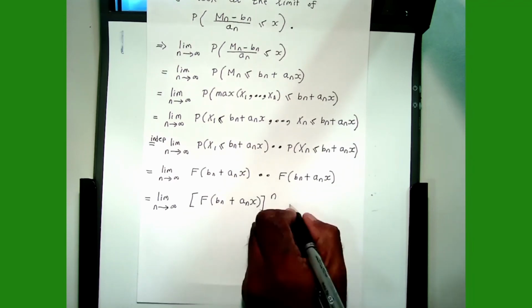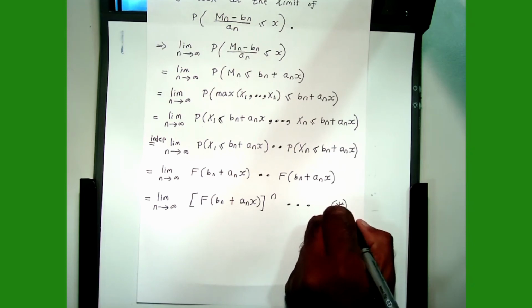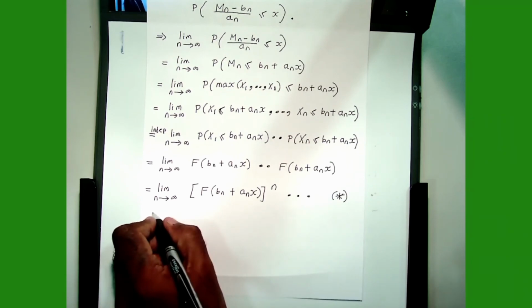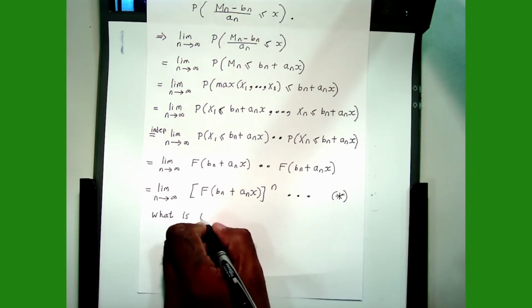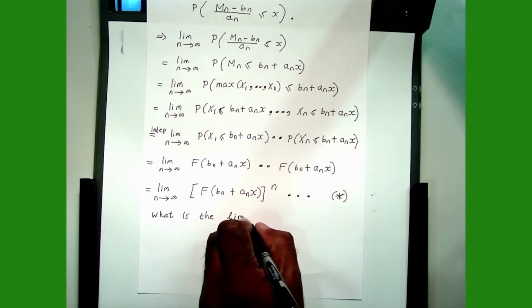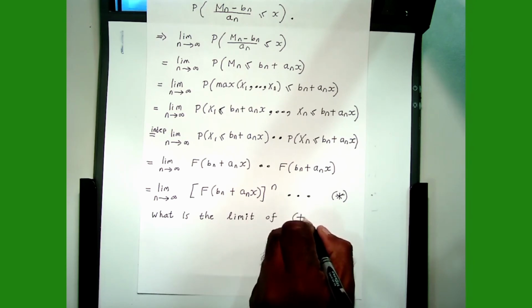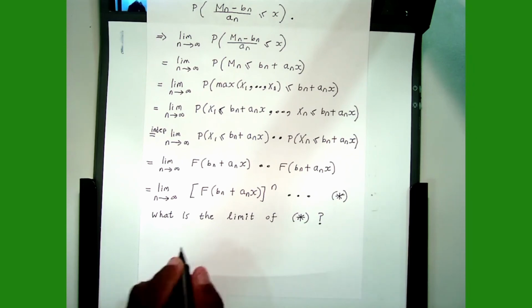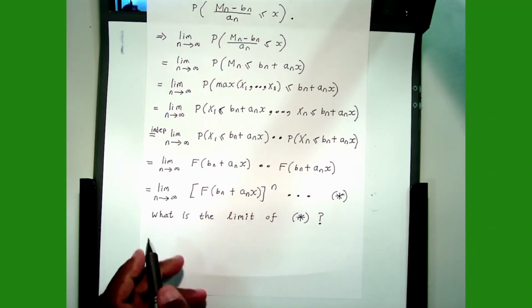Right, now let me call this equation star. Now the question is, what is the limit of star? In other words, if n goes to infinity, what do you get? What is the limit of this?